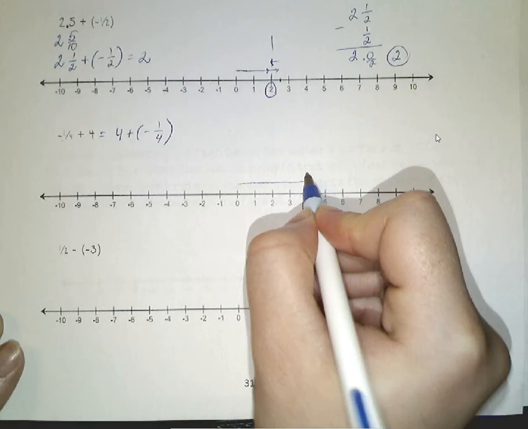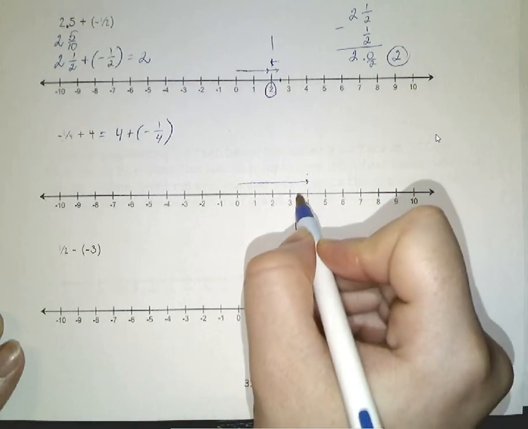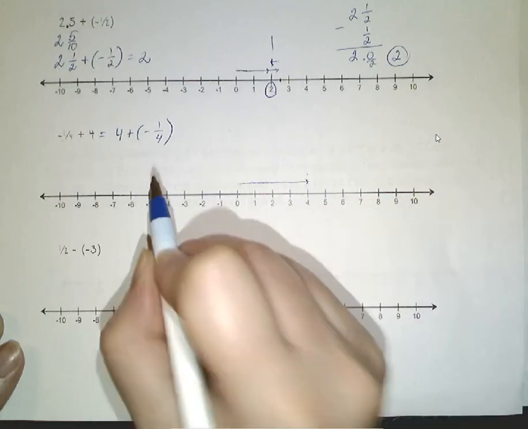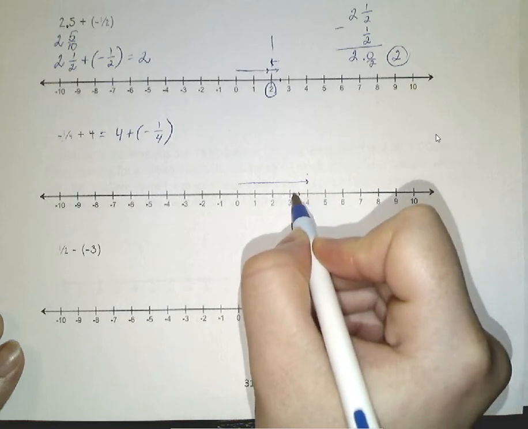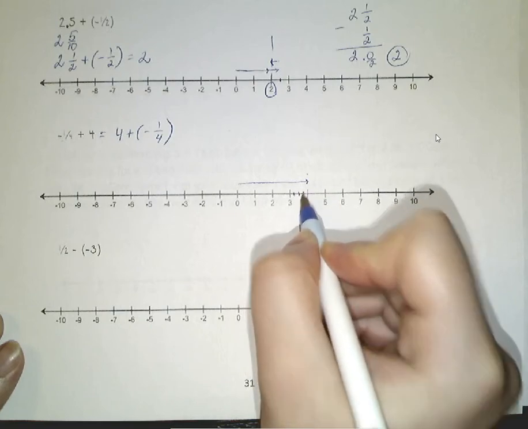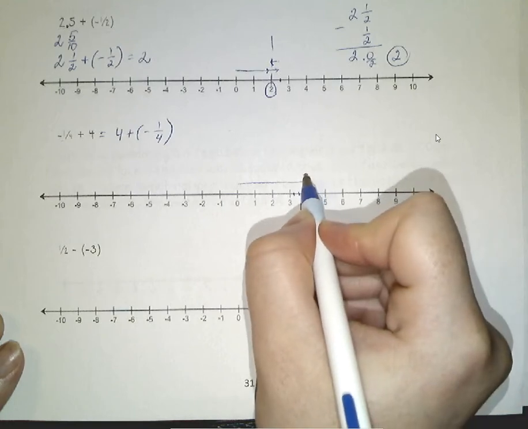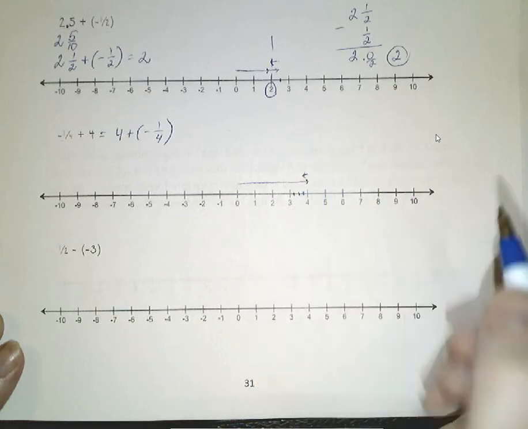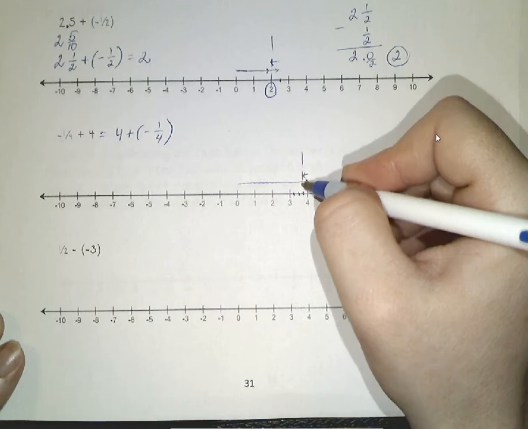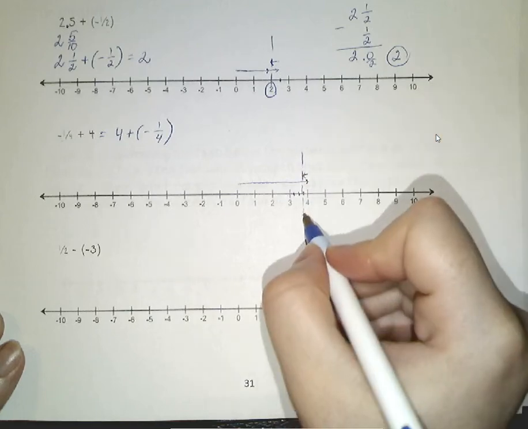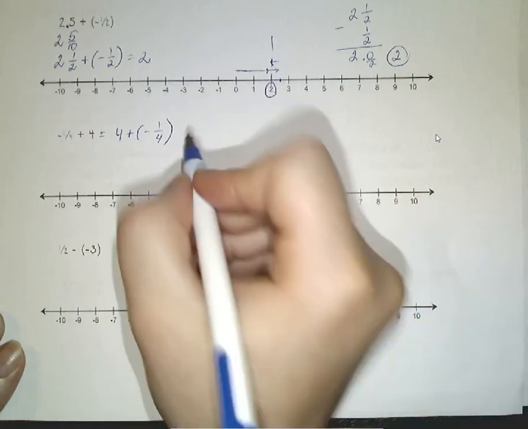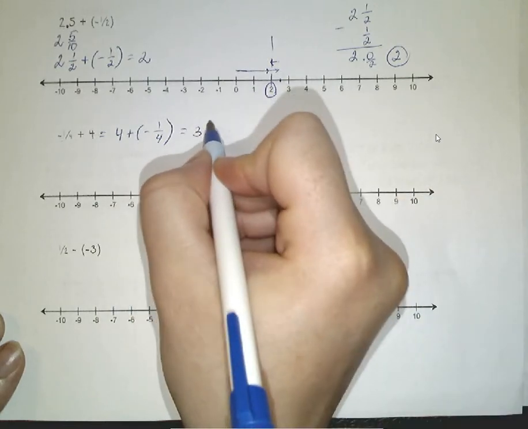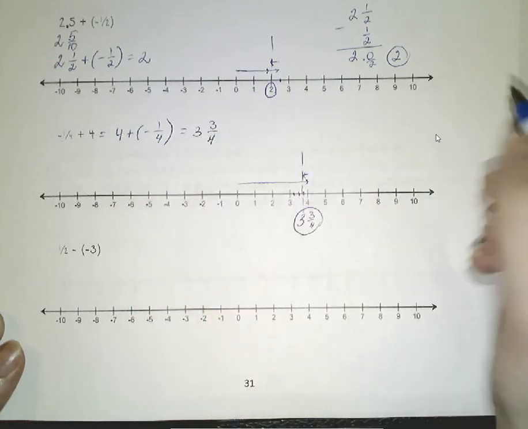So I will add another arrow, but I will have to go to the left, and that's why I'm going to separate my whole between 3 and 4 into 4 units to be able to take 1/4 away. Okay, and I will stop at 3 and 3/4. 3 and 3/4. How does it happen?